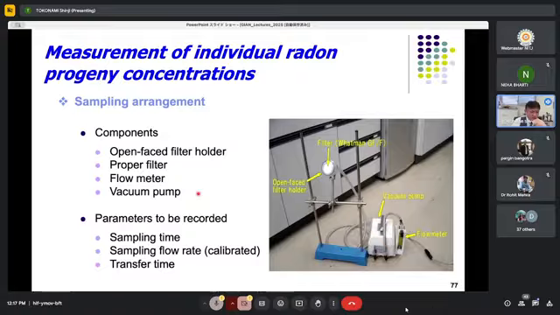Parameters have to be recorded. They are sampling time, and sampling flow rate, which should be calibrated. Transfer time, because polonium-218 has a very short half-life, about 3 minutes. So we have to hurry to transfer from the sampling to measurement.